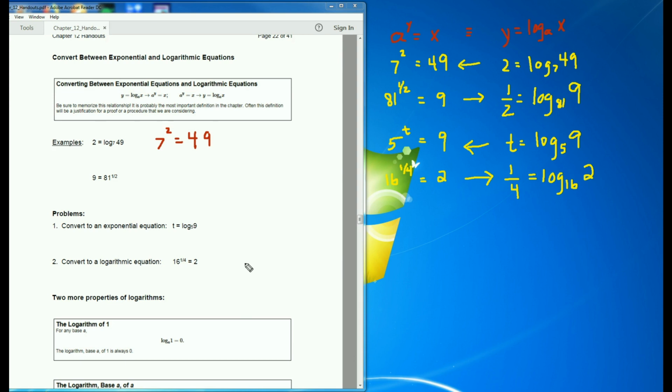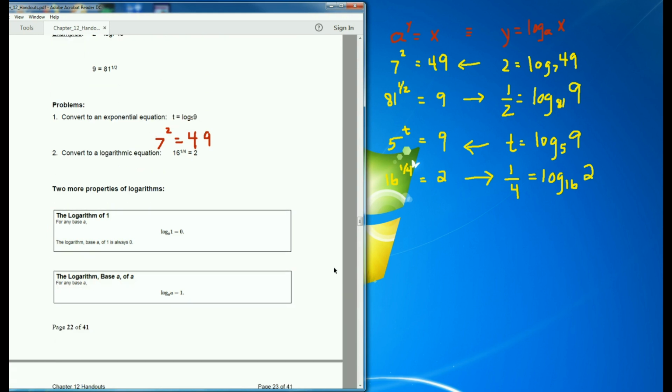Okay, pause if you want. I'm going to scooch this down, to just show you 2 more properties of logarithms. The first one is if you take the logarithm of the number 1, log base anything of the number 1 is 0.